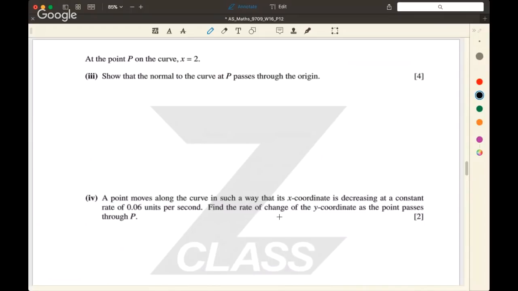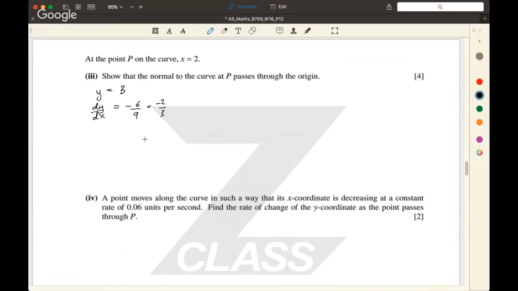So now we're looking at a specific point on the curve, x equal to 2. At that point, if you plug it in, you'll find y is equal to 3. And dy/dx, if you plug it in, is equal to minus 6/9, which is minus 2/3. And now they want you to show that the normal at P passes through the origin.